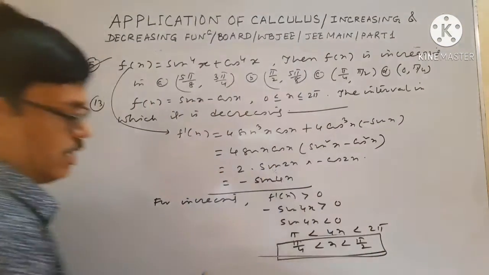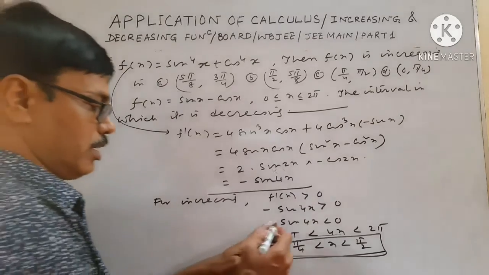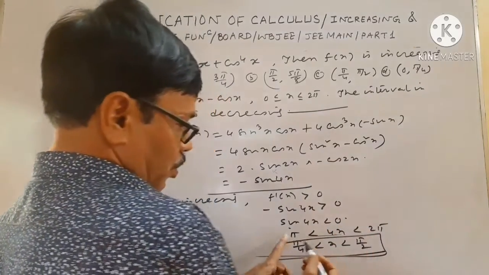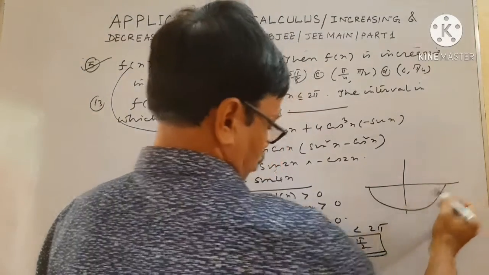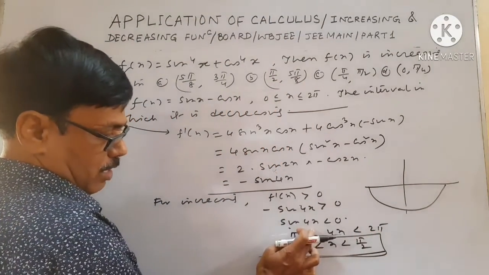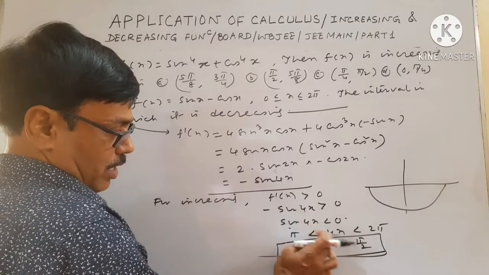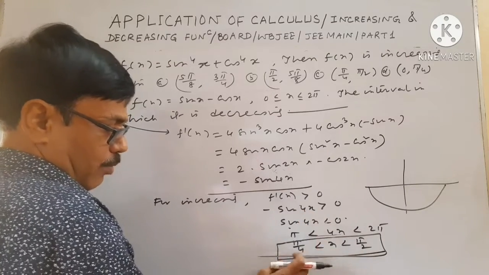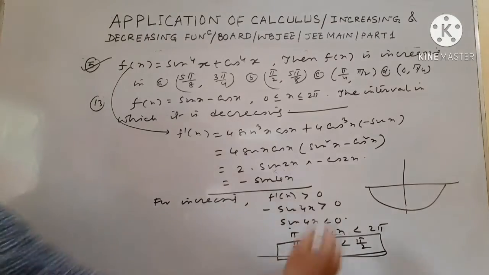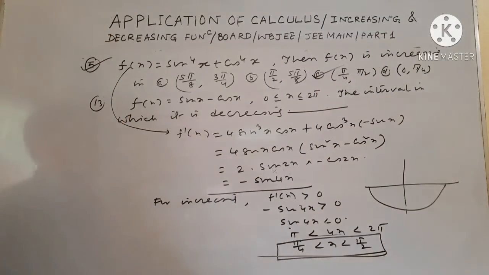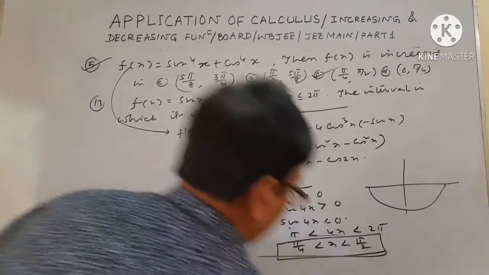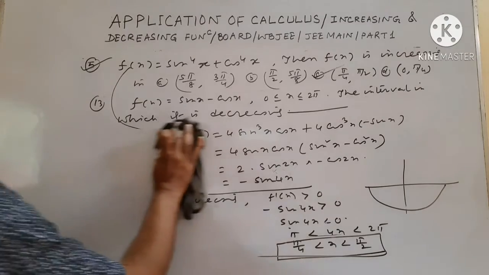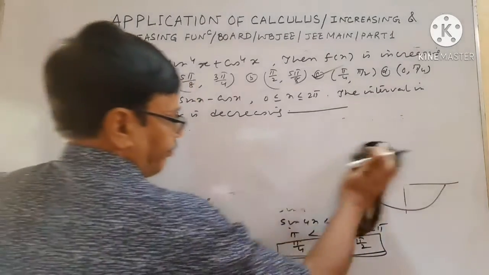So it is increasing when sin 4x is less than 0. Sin x is negative in pi to 2 pi. So here the argument is 4x, and in terms of x we get option number C. Now consider problem number 13.